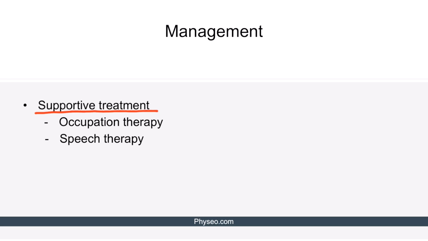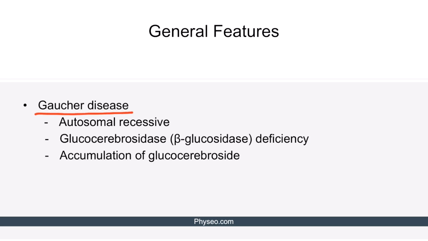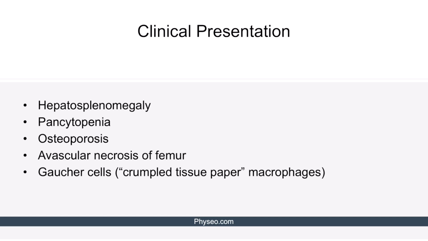Let's move on to Gaucher disease. Gaucher disease is the most common lysosomal storage disease. It is an autosomal recessive condition caused by deficiency of glucocerebrosidase or beta-glucosidase. Consequently, there is accumulation of glucocerebroside. Gaucher disease is characterized by hepatosplenomegaly, pancytopenia, osteoporosis, avascular necrosis of the femur, and the Gaucher cells. Gaucher cells are glucocerebroside-laden macrophages resembling crumpled tissue paper.